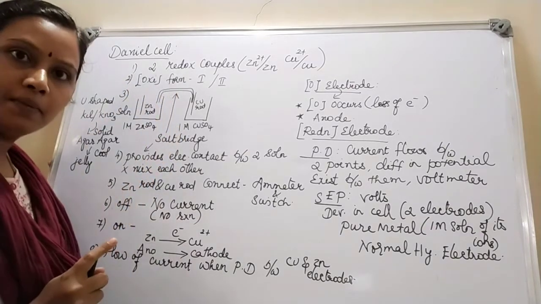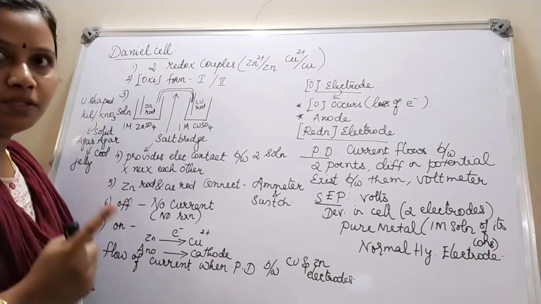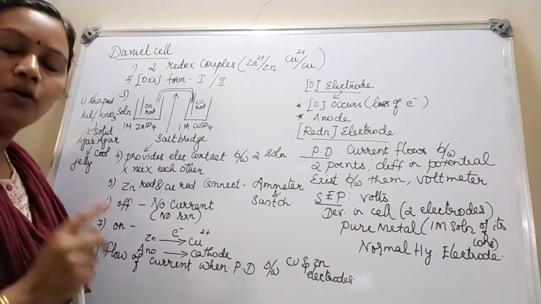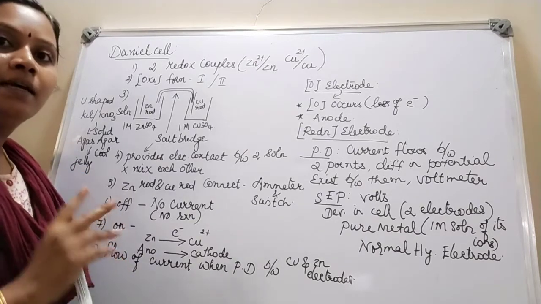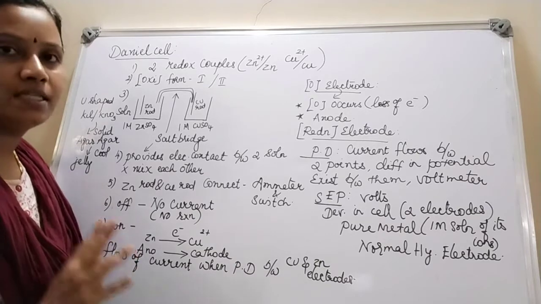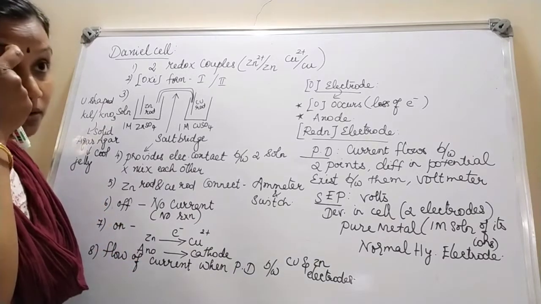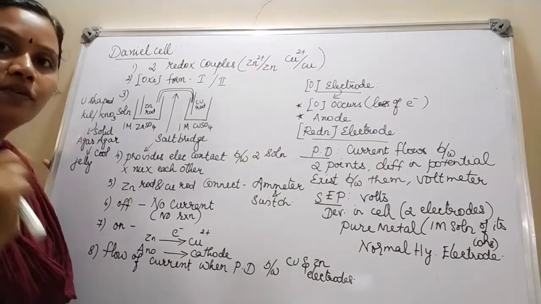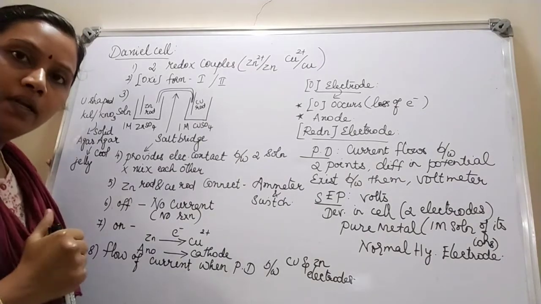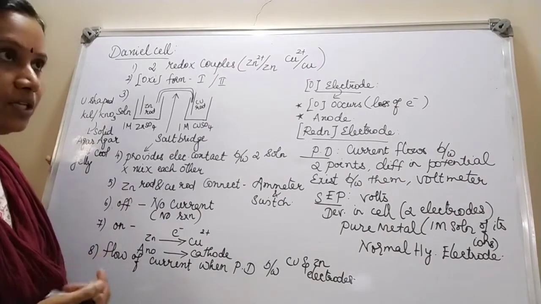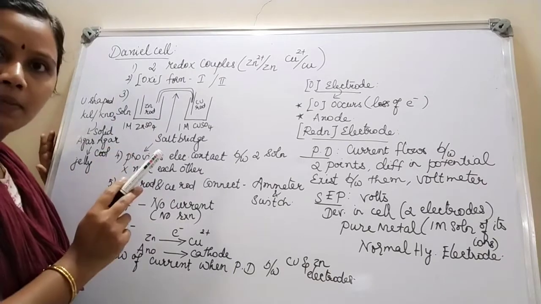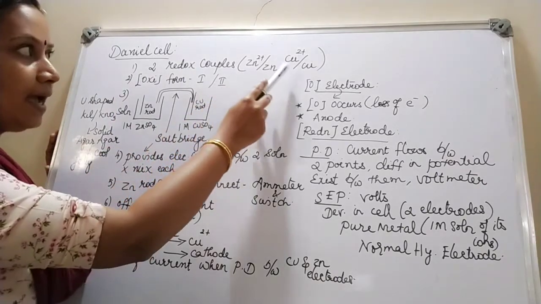What is a redox couple? An oxidizing and reducing form of a compound or a substance in an oxidation reduction reaction is said to be a redox couple. That is, the oxidized and reduced form of a substance which is involved in oxidation and reduction reaction. So I have two redox couples in this reaction. One is zinc and copper.